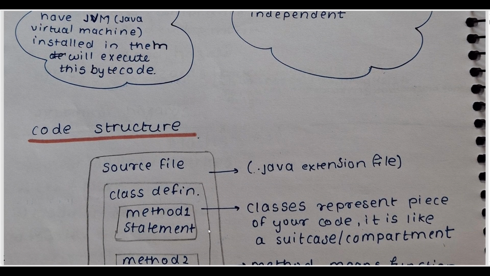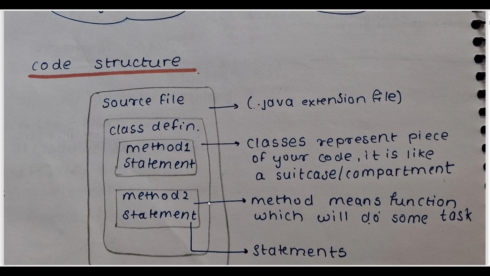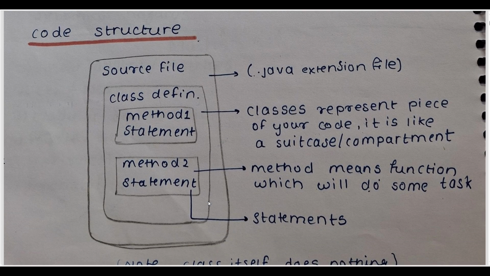Now that we know how Java runs, let's see how Java code is actually written. Basically, the structure of your code. In Java, everything is written inside a class. You can think of a class as a container or a box or suitcase. A class itself doesn't do anything, it just holds logic. Like small mini parts of your code is class. You can understand it like that.